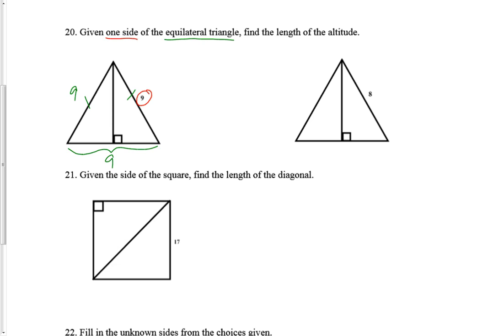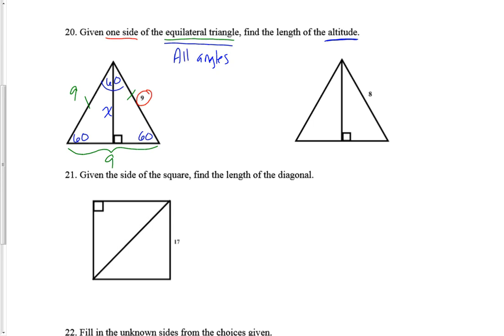So I need to put an x somewhere in my picture, and I don't have that right now. The altitude is the height, which is this segment that goes from the top straight down to the bottom. Now, I still don't know much of what's going on. What I do know, though, is in an equilateral triangle, all of the angles are equal. If all the angles are equal, and they have to add up to 180, that means all of these angles have to be 60.